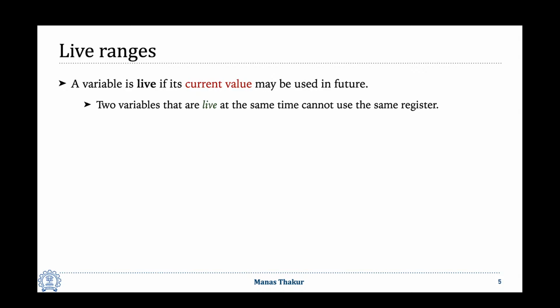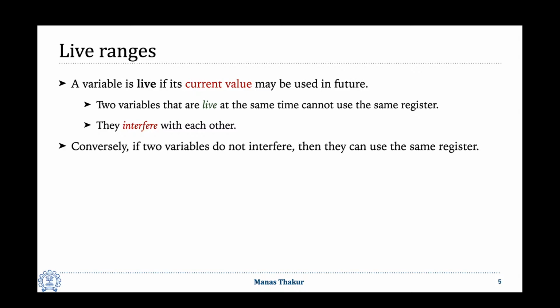And that's why liveness analysis is interesting over here. We would say that if two variables are live at the same point of time, then they interfere with each other, okay? And if two variables do not interfere, conversely, then they can use the same register. So if two variables are not live at the same point, that means they can be assigned the same register if you want to. So we need to determine the durations in which variables are live.